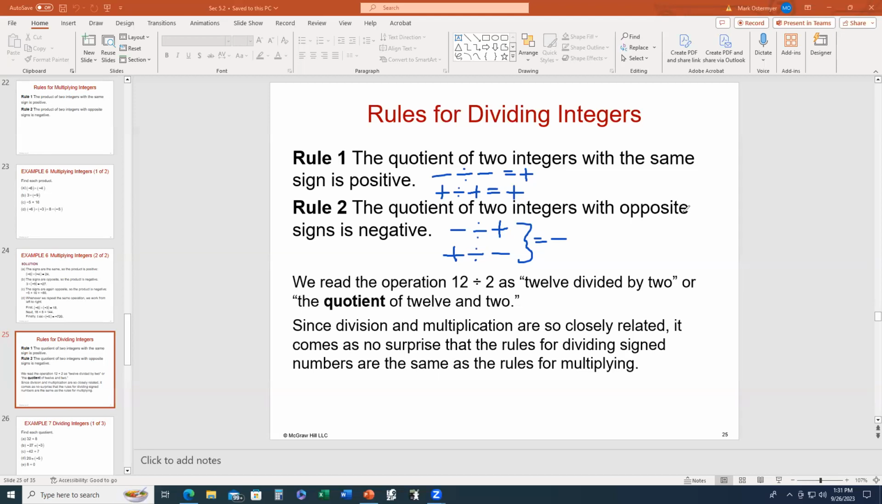So the rules again are identical between multiplication and division for signed numbers. The rules don't change. That's the good news there. So if I take a positive 12 and divide it by a positive 2, I get a positive what? 6. Positive 6.